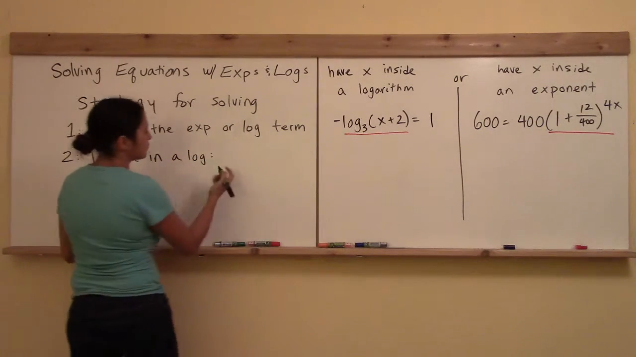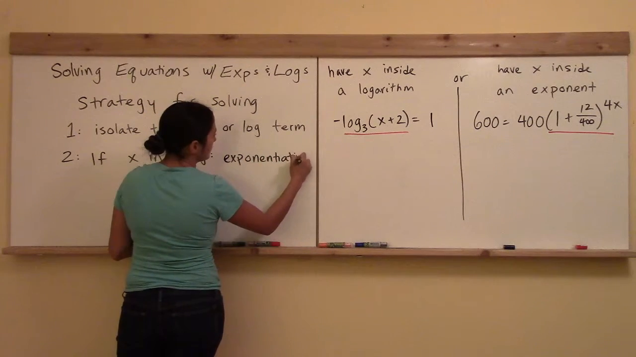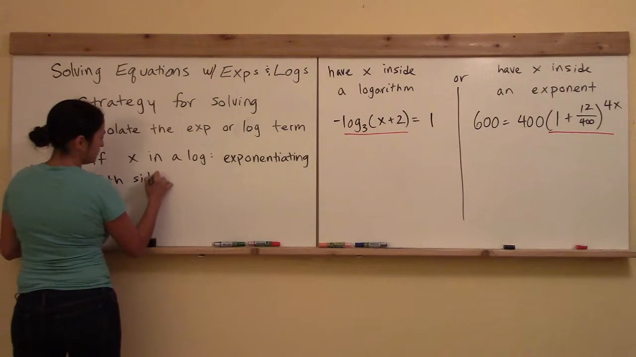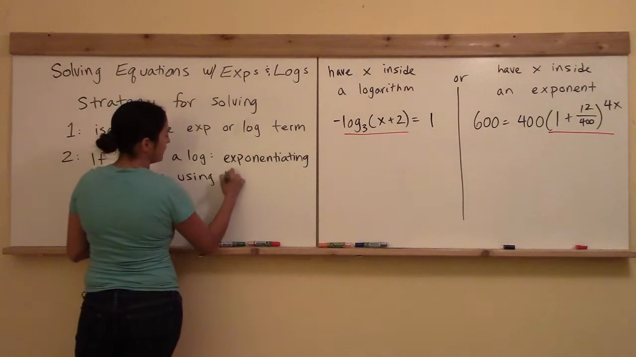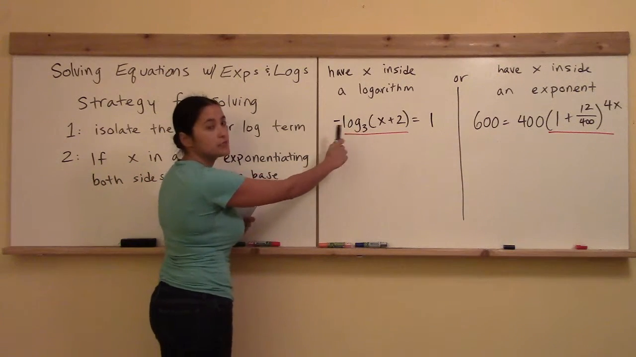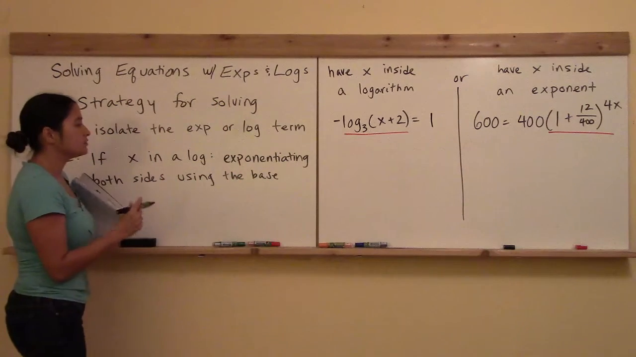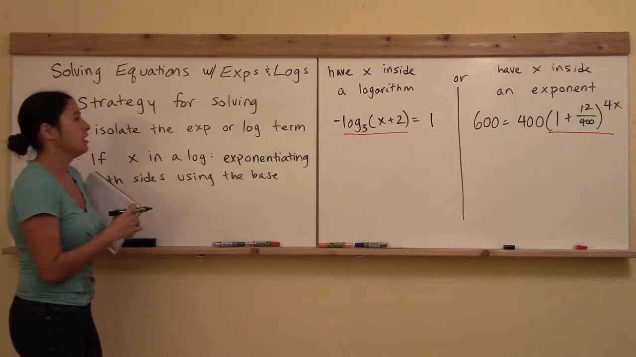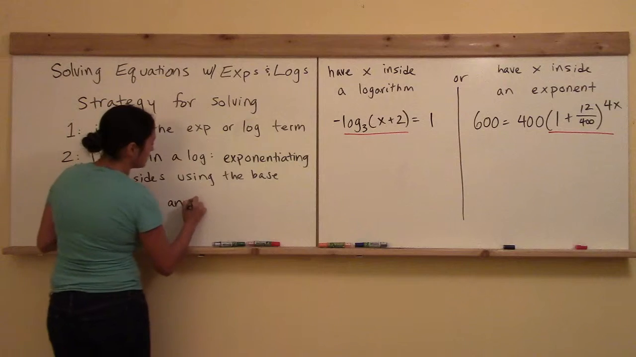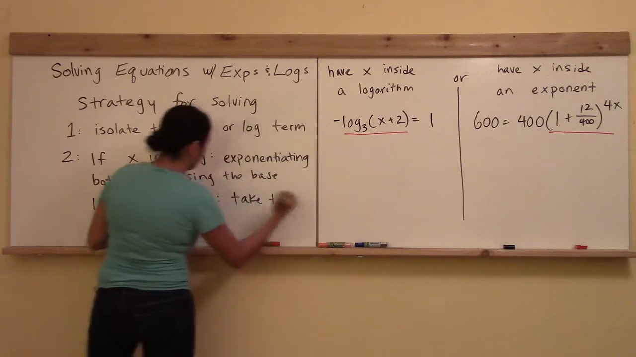If x is inside of a log, then you're exponentiating the equation, both sides, using the base that you're in. Okay, so this is specific here in this example to base 3. If this said ln, then that would be specific to base e, etc. And then you take that base and you raise it to the power of the equation. And then the other case is if the x is in an exponent, and then what you're going to do there is take the ln of both sides.